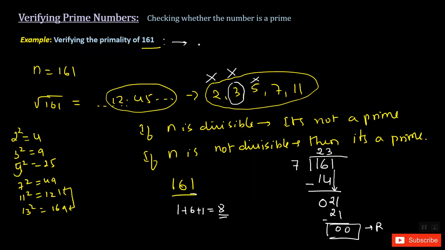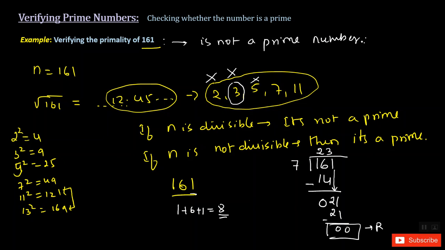161 is not a prime number. As it is getting divisible by 7, stop it, don't check with 11, because if it is getting divisible by 7, then whether it is divisible by 11 or not, it's not a prime number. This is how you check whether the number is prime or not. All right.